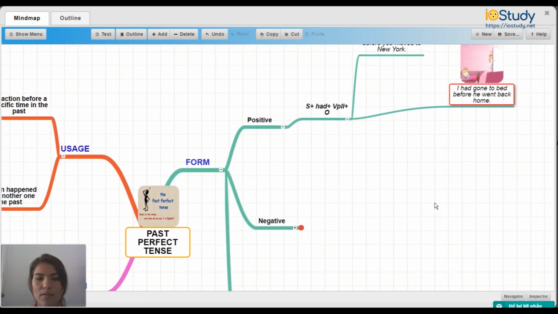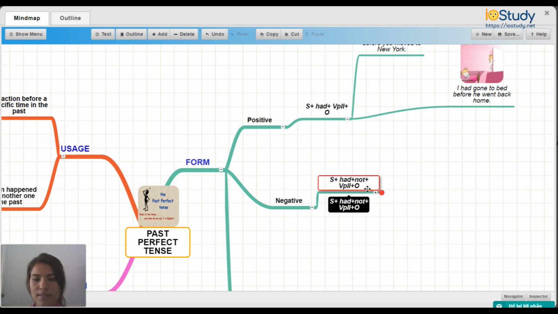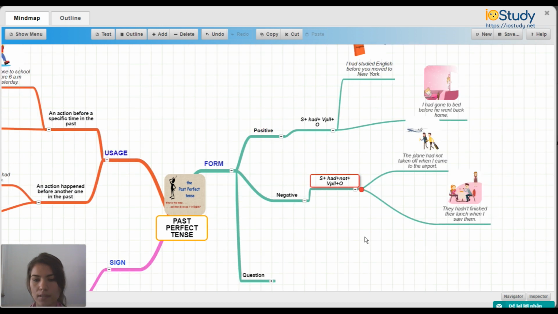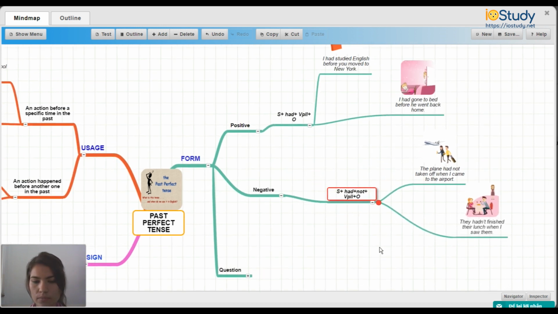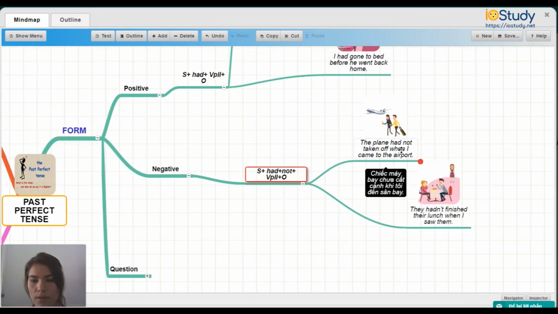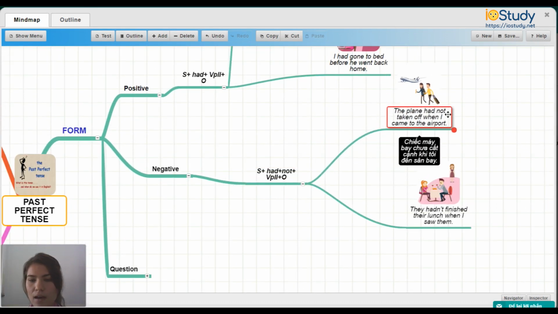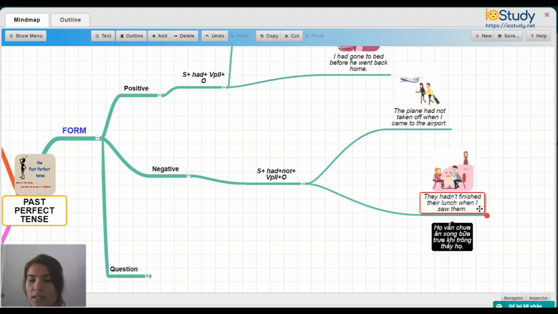Okay, so that was the positive form, and now let's look at the negative form. Subject plus had plus not plus past participle plus object. So, for example, negative form. The plane had not taken off when I came to the airport. And they hadn't finished their lunch when I saw them. So these are both negative form of the past perfect tense.